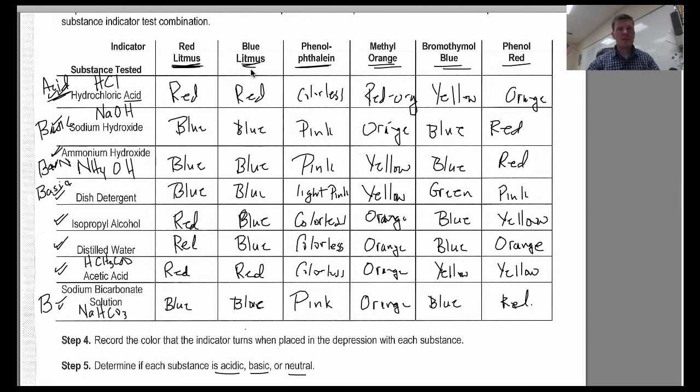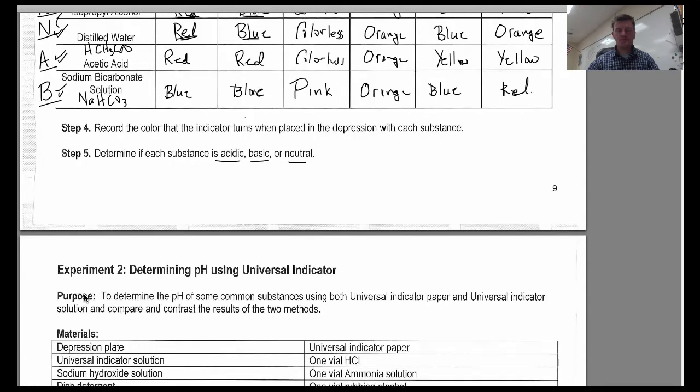If it turns blue litmus paper red, then it's acidic. I already have acidic there, and we have another acidic here. These, you'll notice, didn't turn the red paper blue, nor did they turn the blue paper red. So these are neutral. I'll just put an N there for neutral. Those two are neutral. So acid, base, base, base, neutral, neutral, acid, and base.